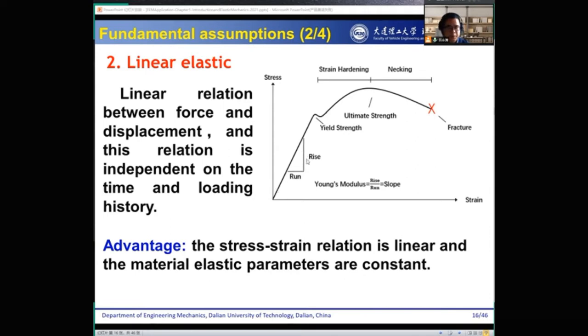In order to make the problem easier, we assume all the materials we analyze are linear elastic materials. So the equations can be much simpler for us to understand. The advantage of the linear elastic assumption is that the stress-strain relationship is linear, and the material elastic parameters are constant.